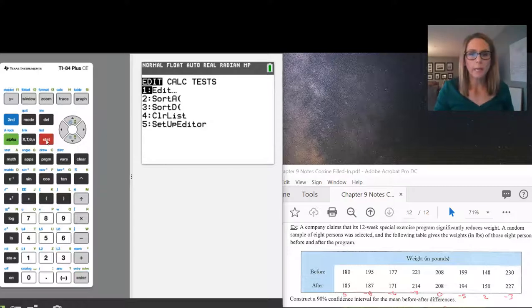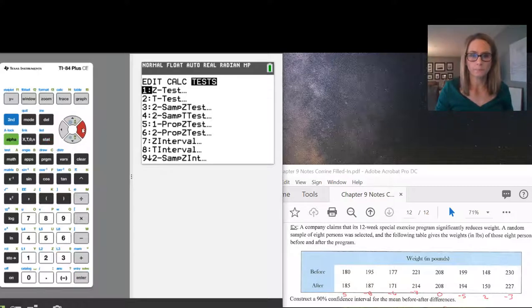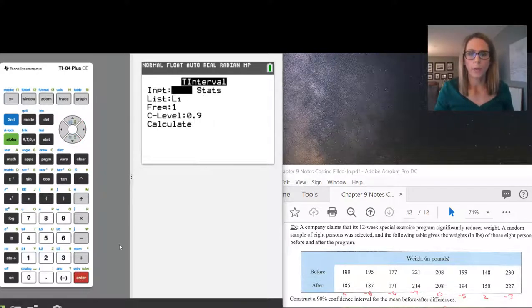Then we go to Stat, over to Tests, and we find t-interval. For me, that's number 8. So you can just click number 8 if you want. And here we go. And then we just want to tell the calculator that we have data because we have those 8 data values and they are in our list. We tell the calculator which list it's in. Mine are in list 1.